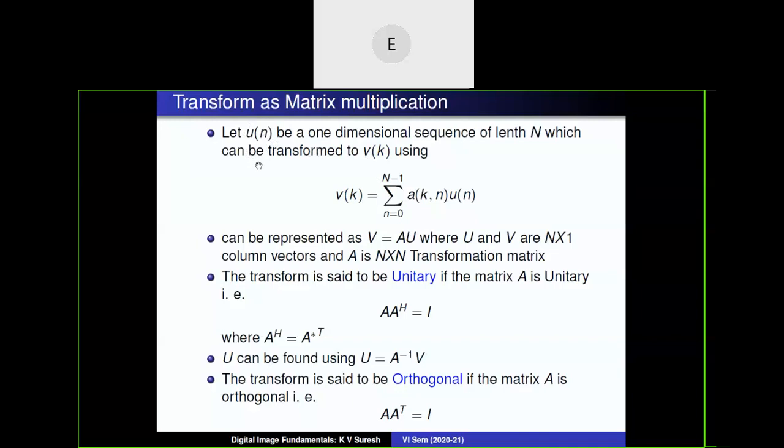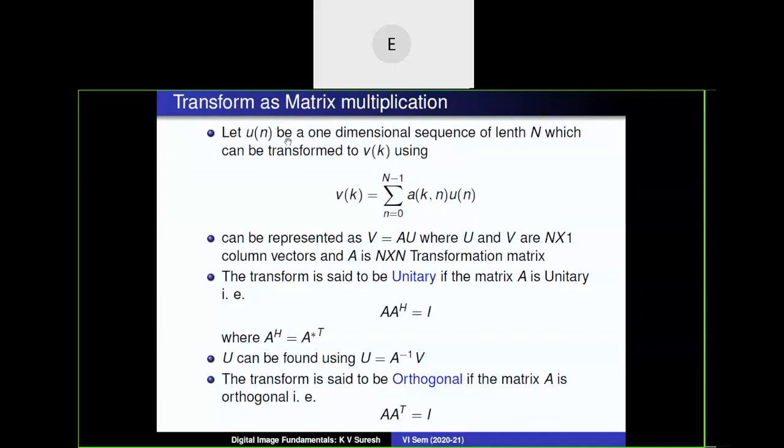Whenever I use a transform, there is a signal in the time domain, or it can be the spatial domain, that we represent by u of n. So u of n is the input signal, and we just start with one dimension, and we'll understand how it can be done for two dimensions. These are all finite length sequences, so let the length be capital N. So N is the length of the data, u of n is the time domain signal.